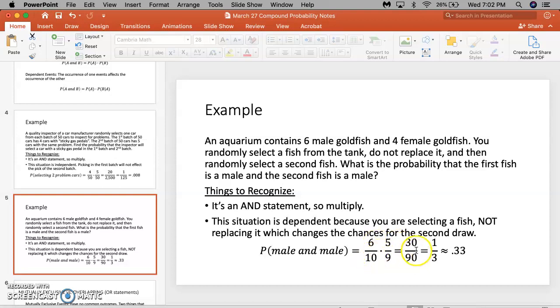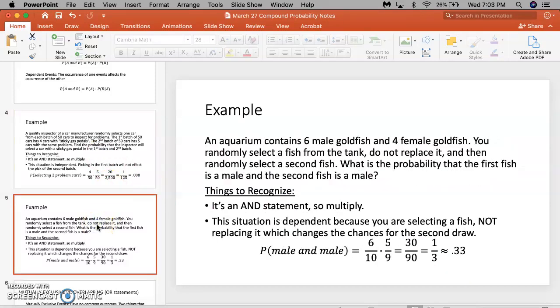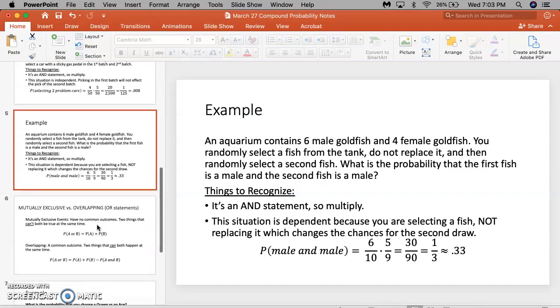Multiply across, 30 over 90 simplifies to 1/3. You have this probability of 0.33. Now this is more likely to happen than the last one because it is closer to 1, okay? So those are the difference between independent and dependent, okay? For and statements, all right?